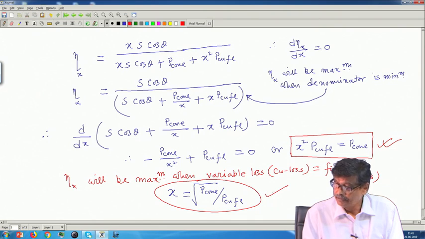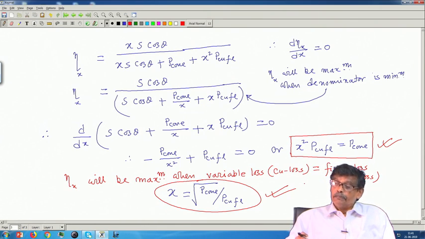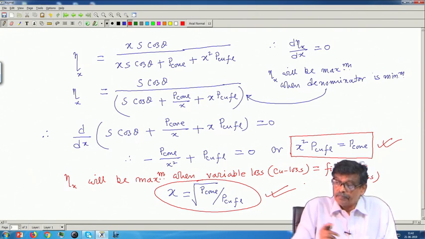Very important formula. Therefore, efficiency will be maximum at what value of x, which is under root the fixed loss divided by full load copper loss. You take under root of that, whatever number you get, it will give you the degree of loading at which the efficiency of the transformer will be maximum.